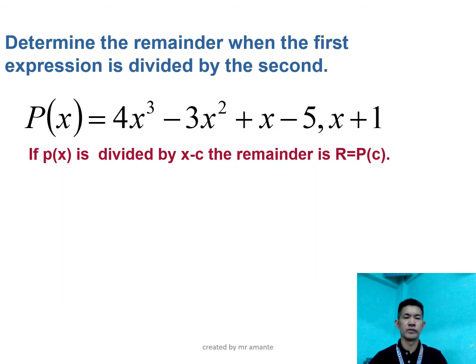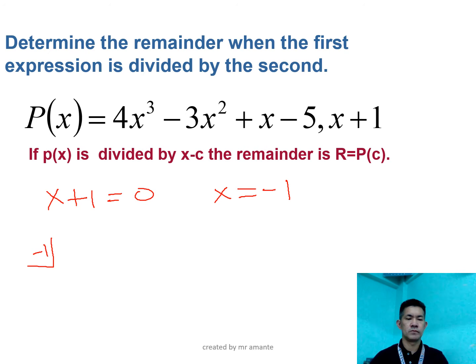Determine the remainder when the first expression is divided by the second. Our divisor is equal to x plus 1. We have to equate that to 0. X plus 1 is equal to 0, therefore x is equal to negative 1. Copy the numerical coefficients: 4, negative 3, 1, negative 5.